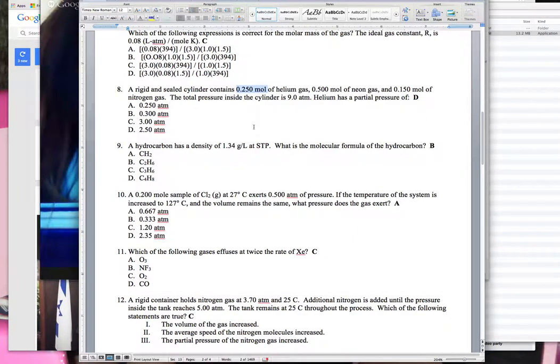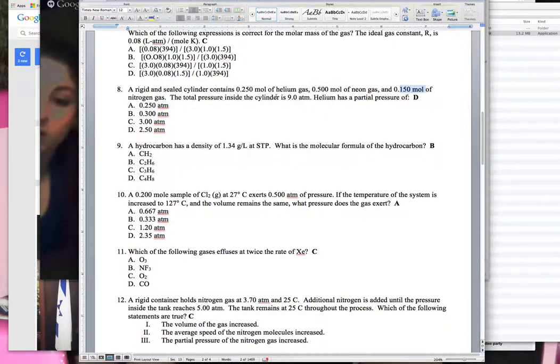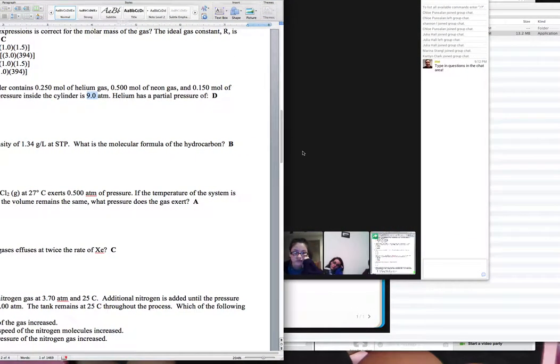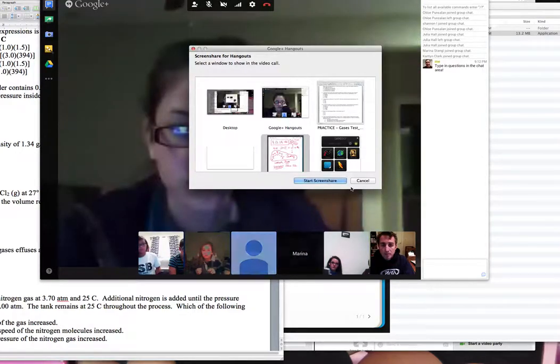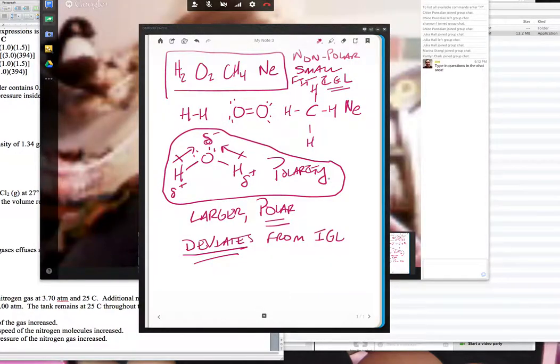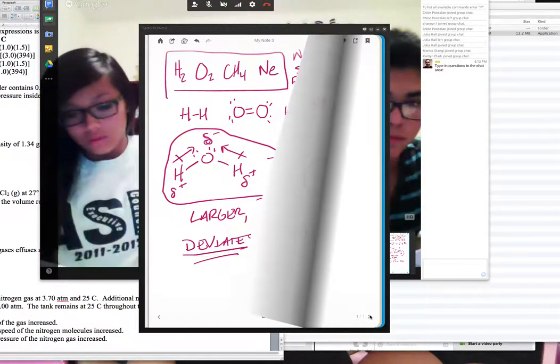Okay. So the 0.250 moles of the helium gas, the 0.5 moles of the neon gas, and 0.15 moles of the nitrogen gas. And you have all those moles, and then you have a total pressure. And so it wants to know the partial pressure. So I'm going to scoot this off this side a little bit so I can see it and still work on the Bamboo tablet. All right. So what we want to do is, let's get to a new page.